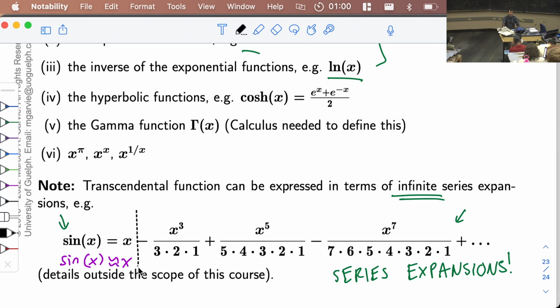Okay, that's all we want to say about algebraic and transcendental functions. It's just for you to know, so when someone says algebraic, you know what they are talking about. All right, that's it for this chapter. Are there any questions or comments about this chapter before we move on to the next chapter?